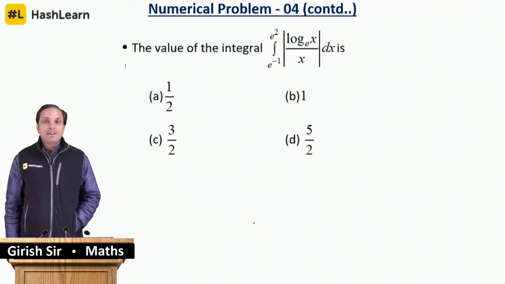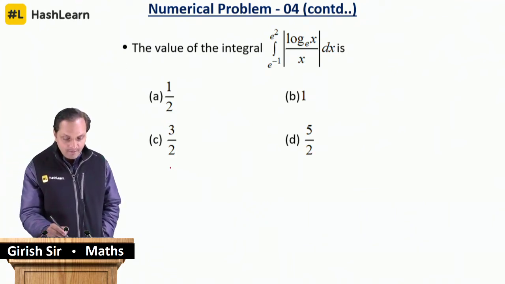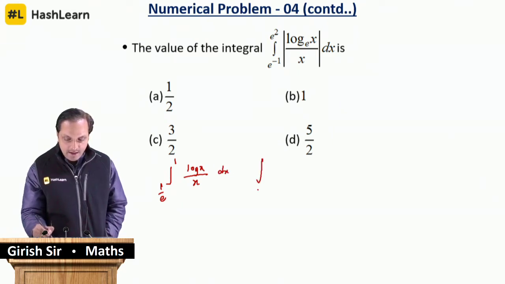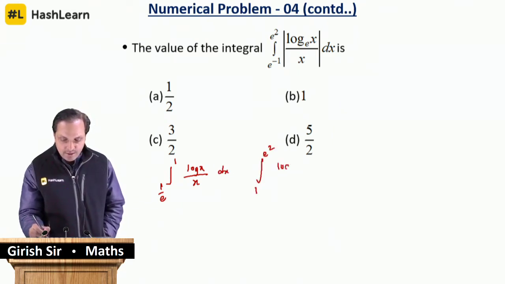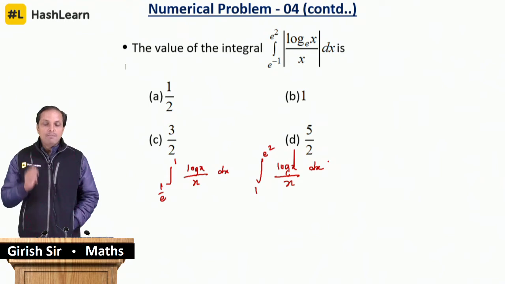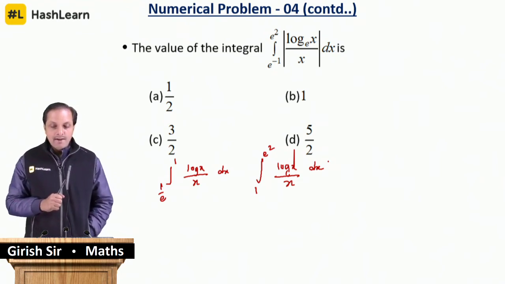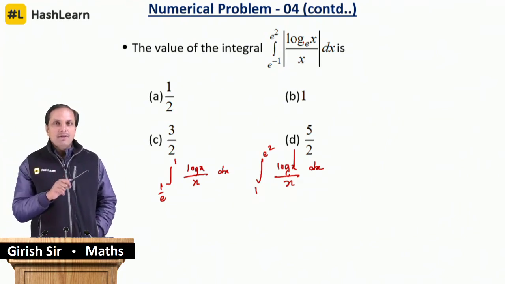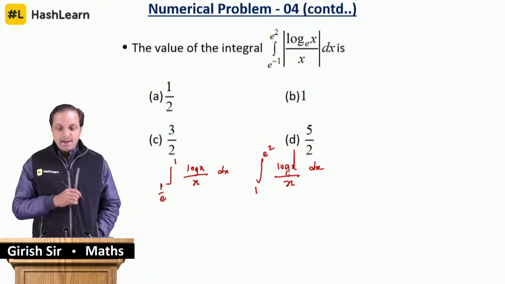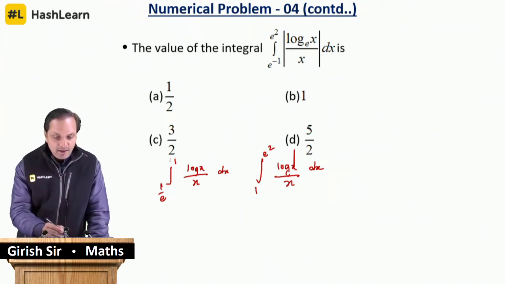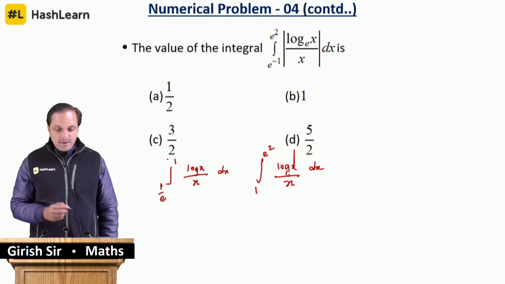So let us solve the problem here now. First we have to integrate 1 by e to 1, and we shall treat it as log x by x dx, and 1 to e square, that is also log x divided by x dx. Now attention students, here a very important step has to be followed. The mod will behave in two ways, one positive and the other negative. So for both intervals we have to decide the sign. Let me go and check what is the sign it carries for the first interval.